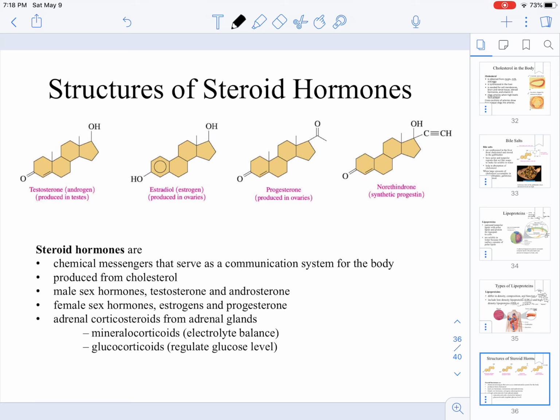So, as you can see, steroid hormones are produced from cholesterol, and we have male sex hormones like testosterone and androsterone being synthesized, and even the female sex hormones like estrogen and progesterone are made from cholesterol. Okay, now the adrenal glands also are involved, but I'm not going to talk about those specifically.